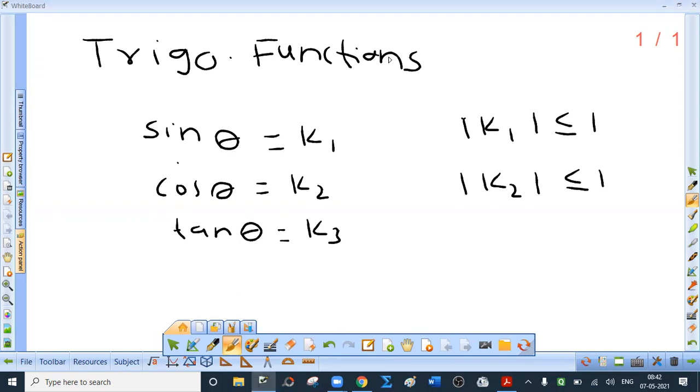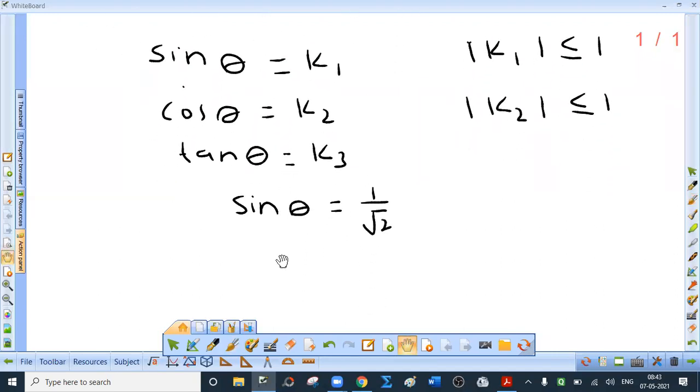Now, what do you mean by solution? The value of the unknown angle which satisfies the equation is called solution of the trigonometric equation. For example, can you tell me what is the solution of trigonometric equation sine theta equal to 1 upon root 2? Can you tell me the angle whose sine ratio is 1 by root 2? Yes, pi by 4. So theta equal to pi by 4 is the solution of this.